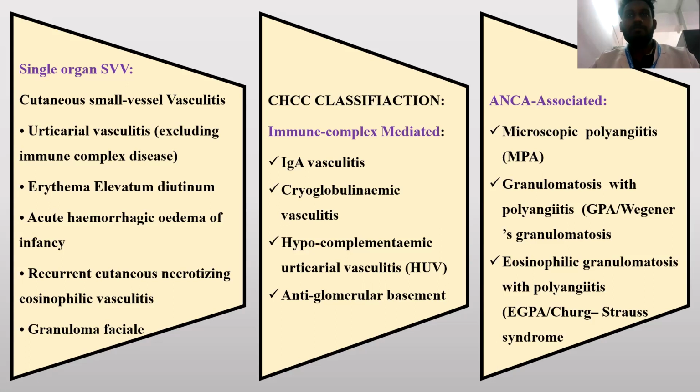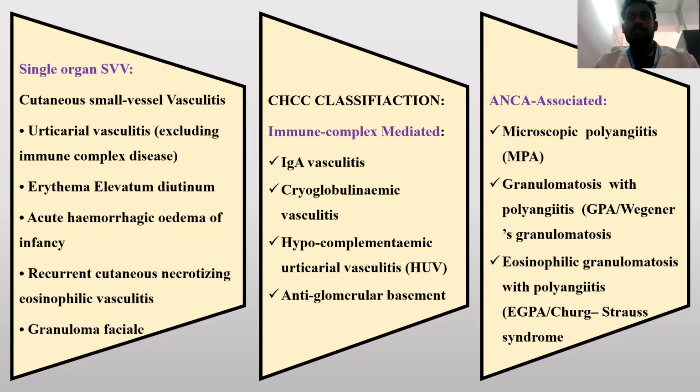Immune complex mediated vasculitis include IgA vasculitis, cryoglobulinemic vasculitis, hypocomplementemic urticarial vasculitis, that is HUV, antiglomerular basement membrane vasculitis. Then other than that, there is also ANCA-associated vasculitis such as microscopic polyangiitis, granulomatosis with polyangiitis, that is Wegener's granulomatosis, eosinophilic granulomatosis with polyangiitis, that is Churg-Strauss syndrome.